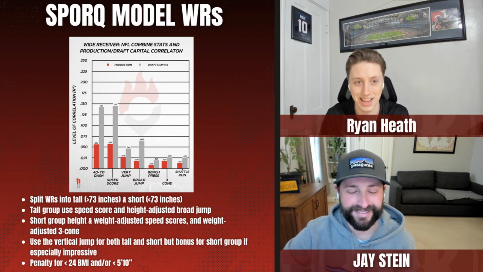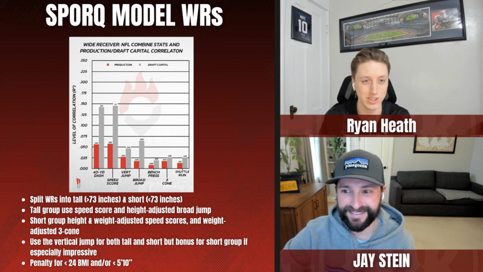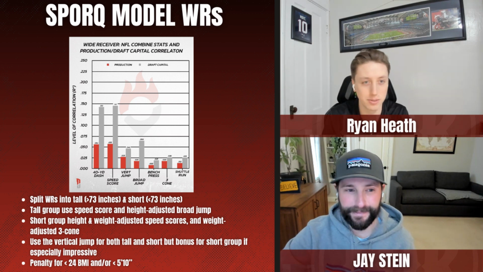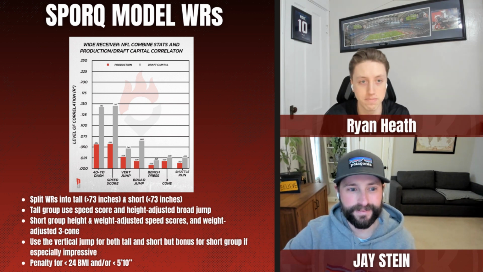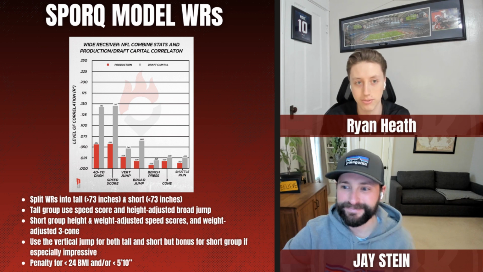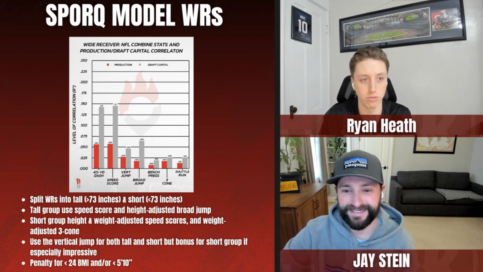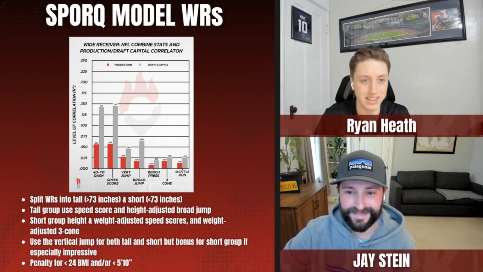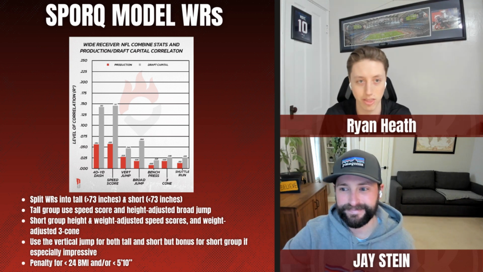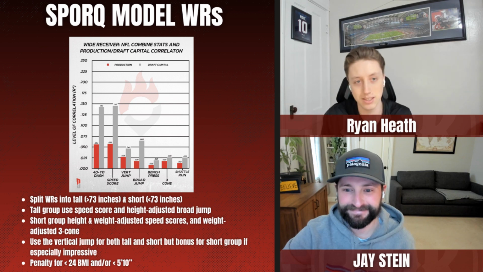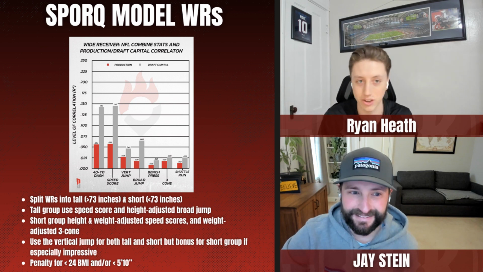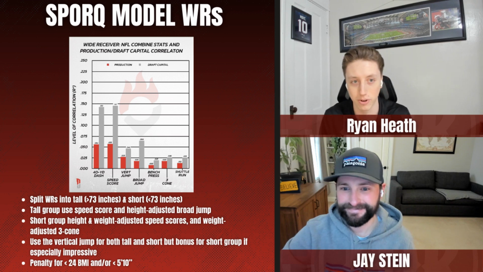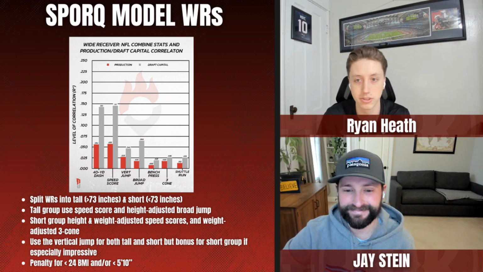And honestly, to such an extent that it creates a negative correlation between overall athleticism, or Sporq, and production within certain areas of the draft. Teams relatively overvalue athleticism, which you can see based on how much bigger those gray bars are than those red bars. It makes it really hard to build any functional athleticism model for wide receivers that isn't just predicting where they're going to get drafted. It's mostly predicting draft capital.